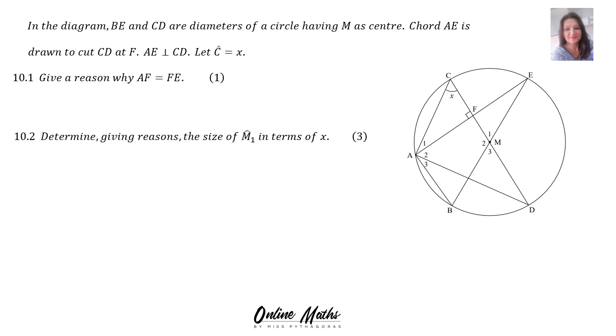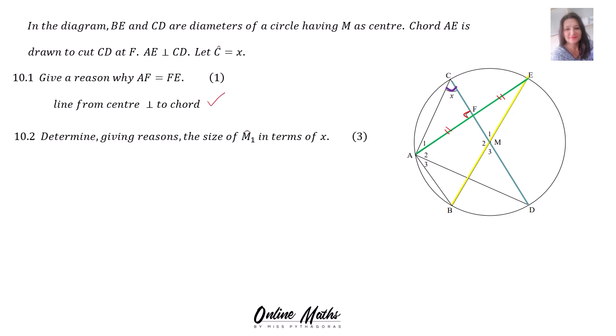In the diagram, BE and CD are diameters of a circle having M as center. Chord AE is drawn to cut CD at F. AE is perpendicular to CD. Let angle C be equal to X. 10.1. Give a reason why AF is equal to FE. And your reason is the line from the center perpendicular to the chord bisects the chord for 1 mark.